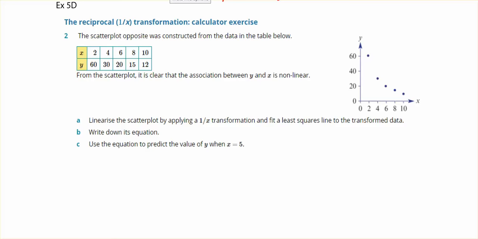This is for Year 12 Further. We're going to look at exercise 5D, question number 2. We're trying to do a 1 divided by x transformation on the calculator, and we're constructing a scatter plot. A scatter plot has already been constructed for us. We're trying to linearize the data by applying a 1 on x transformation.